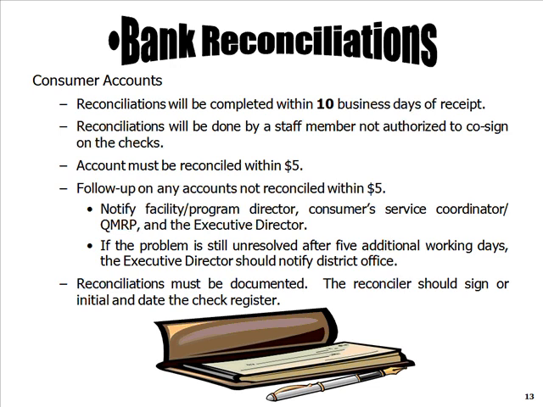However, if you are out of balance 1 month, the next month you will probably be even more out of balance. Therefore, we always recommend that you reconcile an account to the penny. Follow up on any accounts not reconciled within $5. Be sure to notify the Facility Program Director, the Consumer Service Coordination or QMRP, and the Executive Director. If the problem is still unresolved after 5 additional working days, the Executive Director should notify the district office.